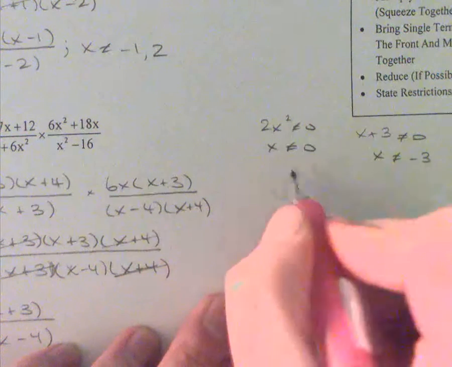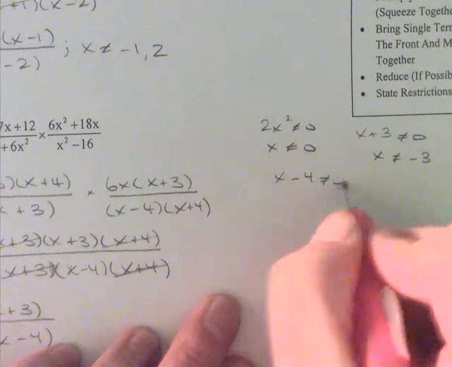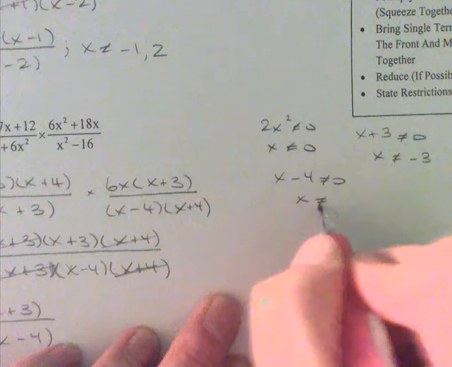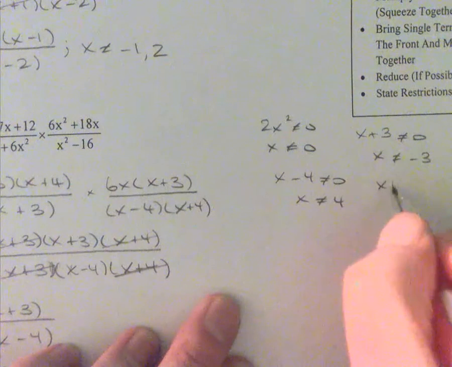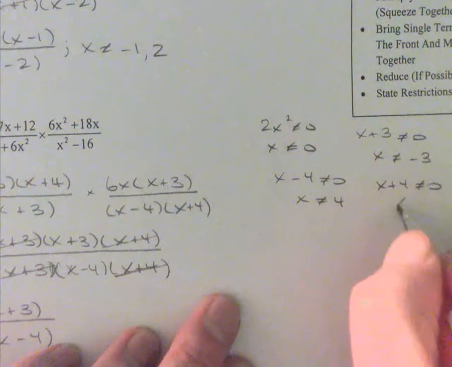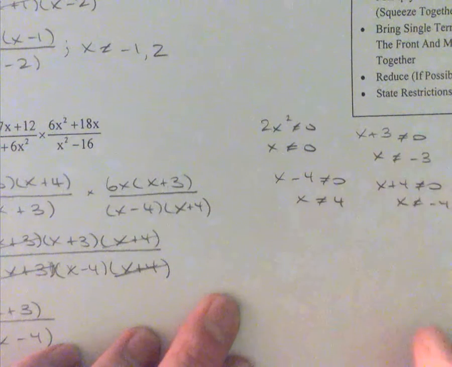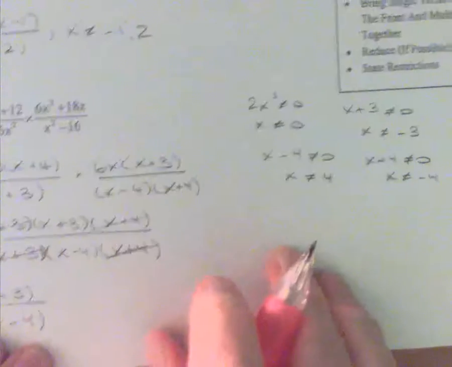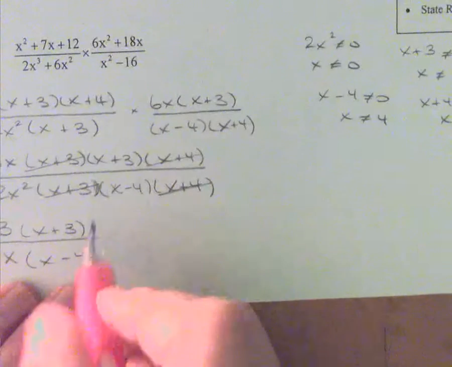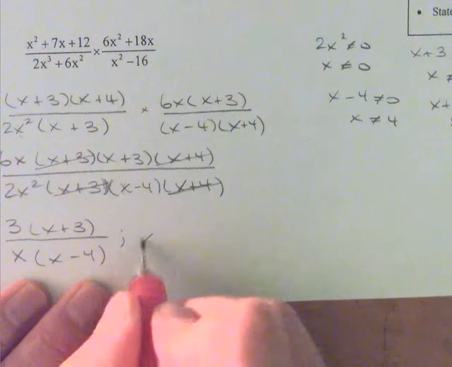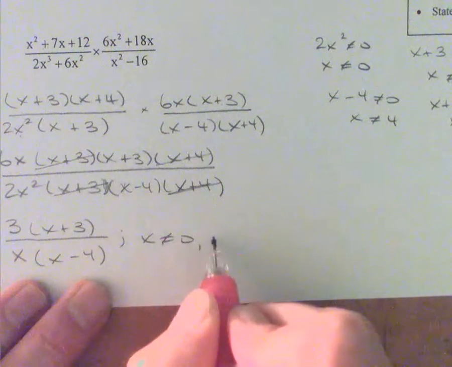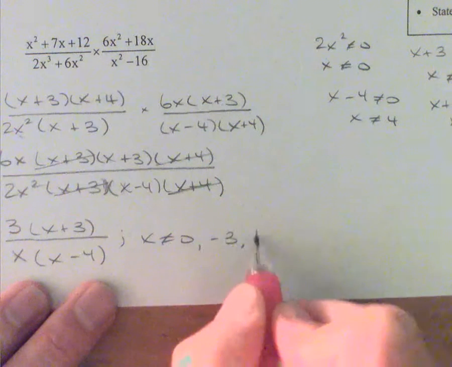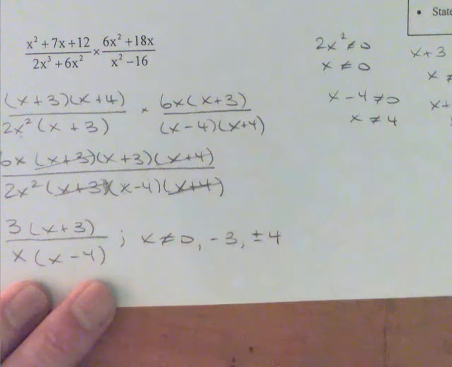Then I have those two. x minus 4 cannot equal 0, so x cannot equal 4. And x plus 4 cannot equal 0, so x cannot equal minus 4. So now I need to state restrictions on the final answer. x cannot equal 0, minus 3. And because there's both a plus and a minus 4, we say plus or minus 4.